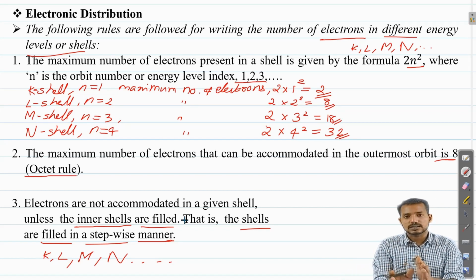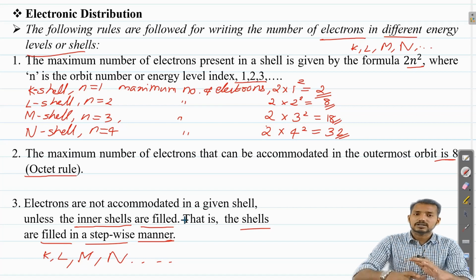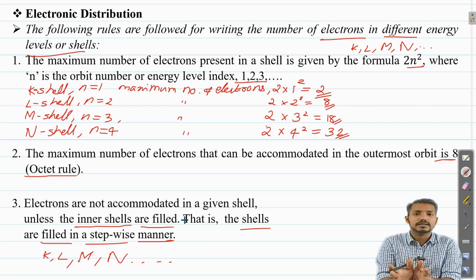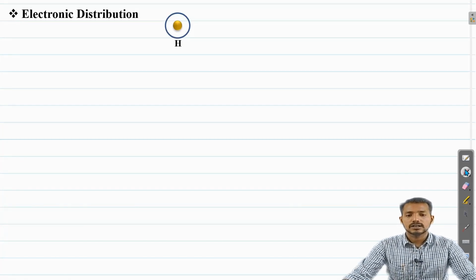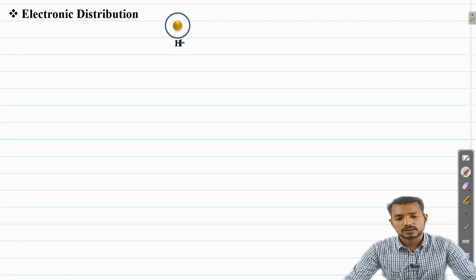So now we are going to discuss the electronic structure or the electronic distribution of different kinds of atoms with these rules. Okay. First, let's start with hydrogen. In case of hydrogen, the number of electrons is 1.